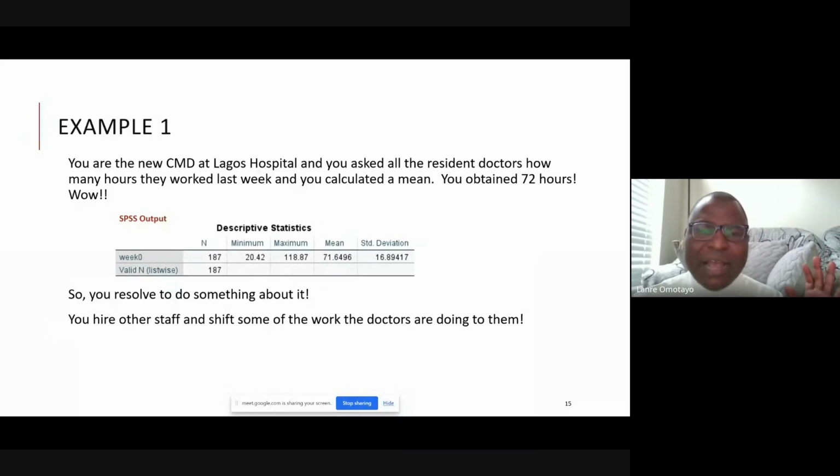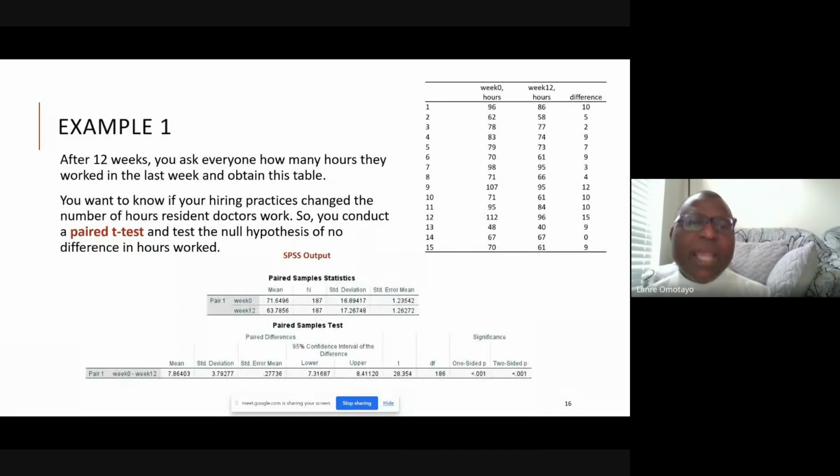You hire other staff and shift some of the work from the doctors to those. Now, after 12 weeks, you ask everyone how many hours they worked in the last week. And now you obtain this table. At week 0, before you hired your staff, this is what each person works. At week 12, this is what each person works. You really want to know if your hiring practices change the number of hours resident doctors work. So what you do is you conduct a paired t-test and test the null hypothesis.